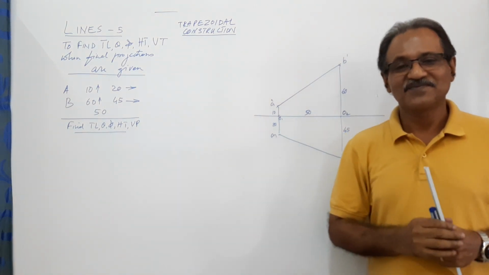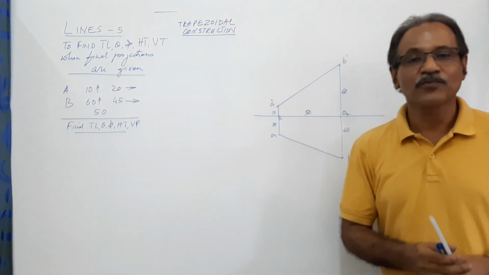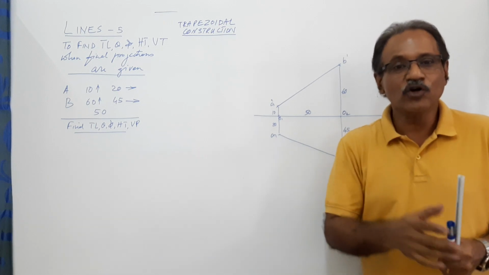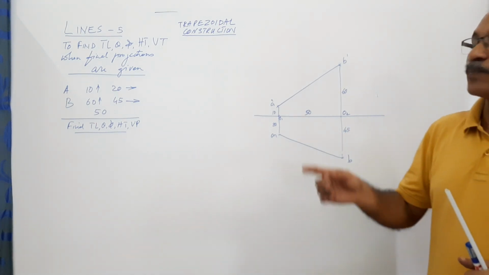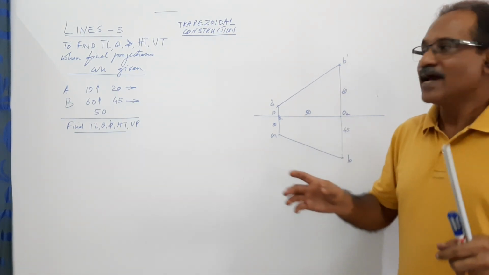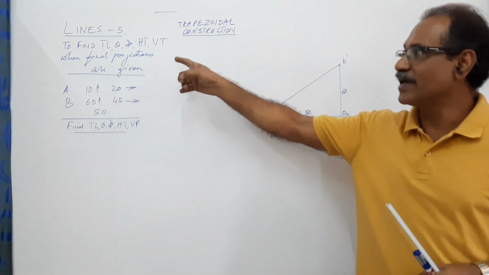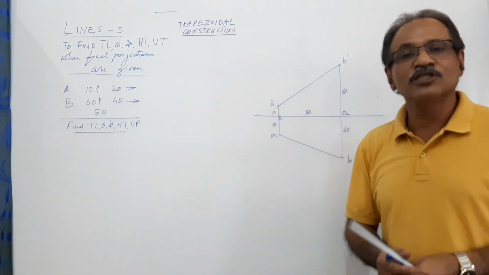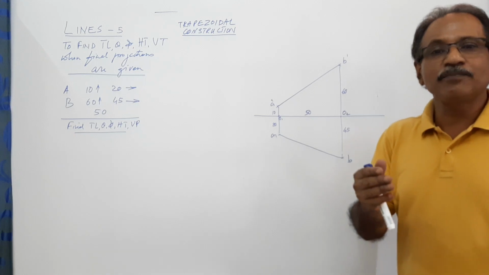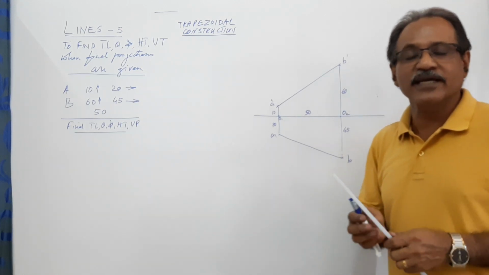Hi students, we are passing on to lines 5. In lines 4, we have learned how to draw a line and find out its true length, theta, phi, HT and VT when the final projections are given. We have adopted the line rotation method in that case.